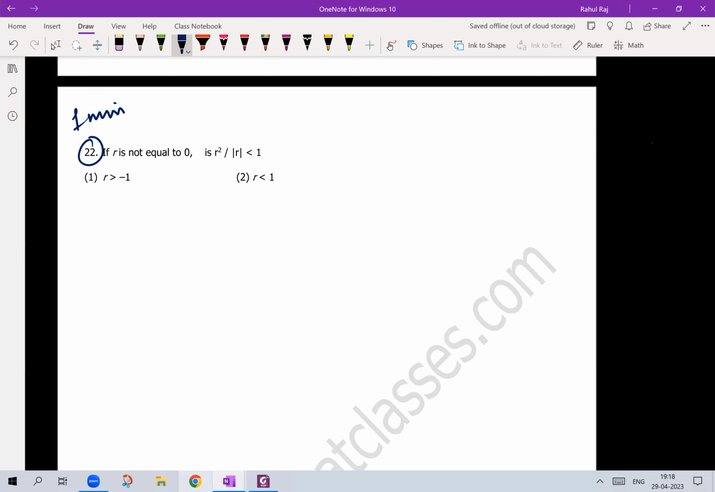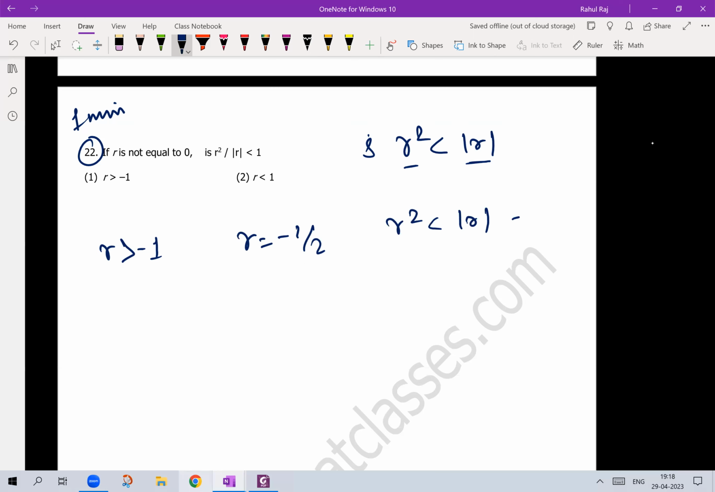What is the answer? The question is: is R square less than mod R? Both are positive entities. Statement 1: R greater than -1. Imagine I take R equal to -1/2. R square is technically less than mod R, yes. Imagine I take R equal to 2. Because R is greater than -1, I can take anything. R square is not less than mod R. So not sufficient. Straightforward.